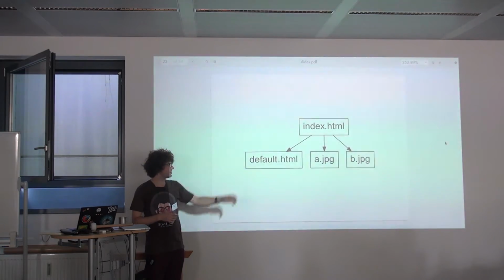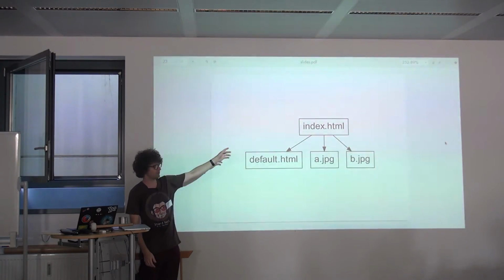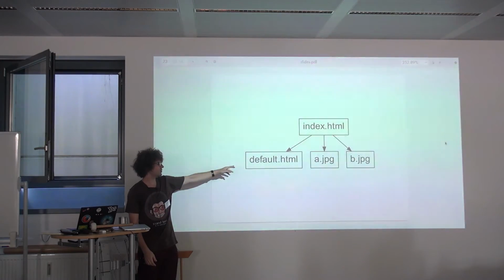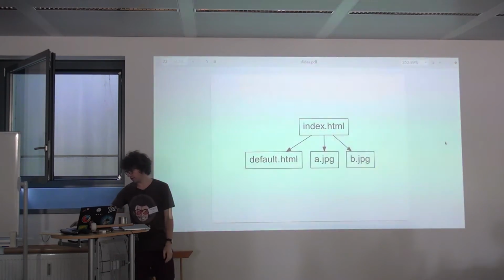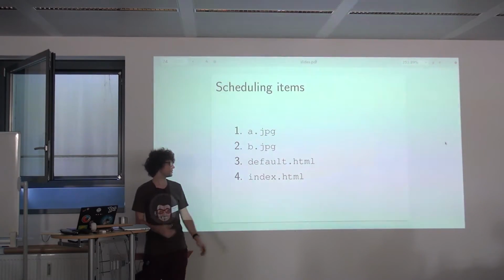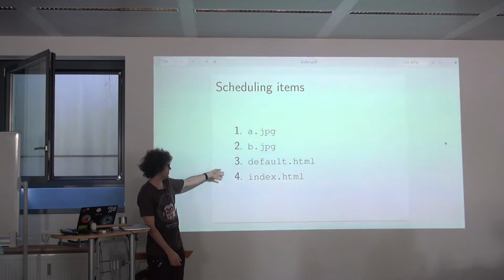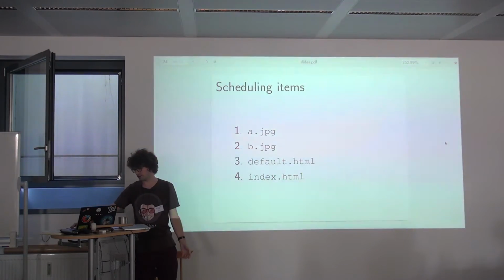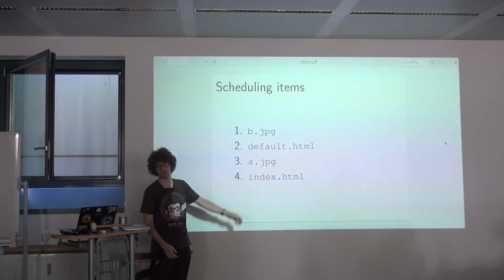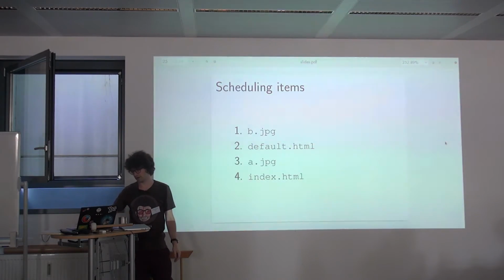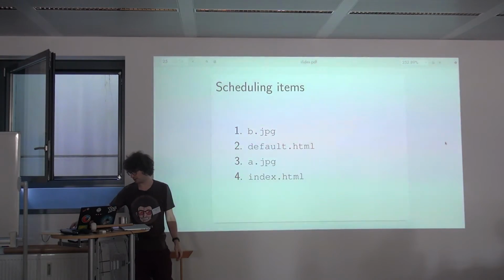So this, for example, would be the dependency tree of our simple photo blog. We have index.html, and we rely on the default template, and we rely on 2 pictures in this case. So, for example, this would be a good scheduling order: first a.jpg, b.jpg, then the template, and then the index. Of course, there are other options as well. The important thing is that these go before the template, right? Because otherwise, if we're compiling index, we won't find a picture or we won't find a template.